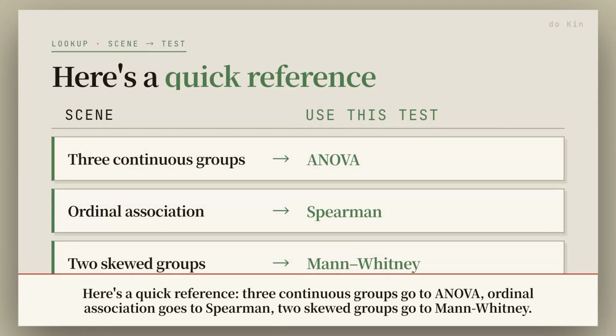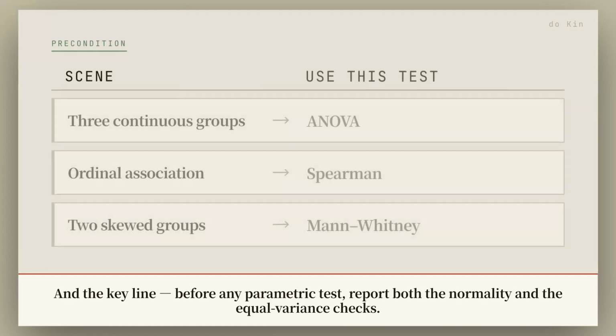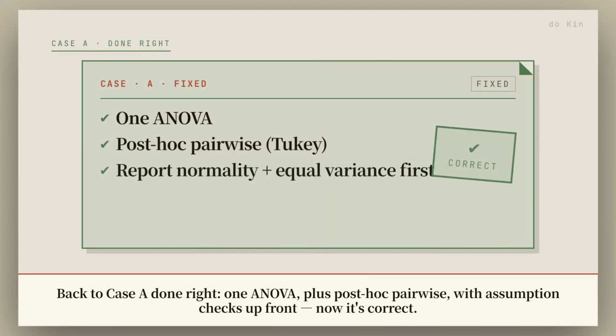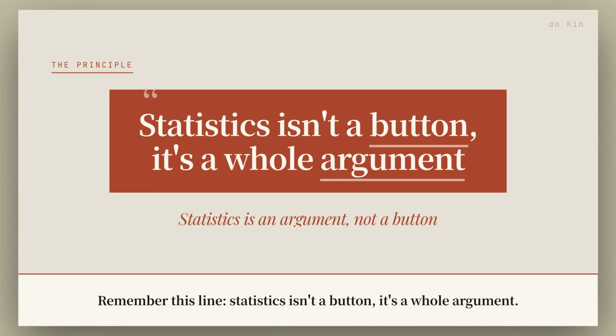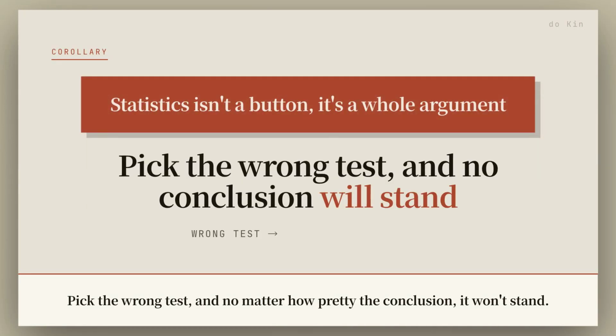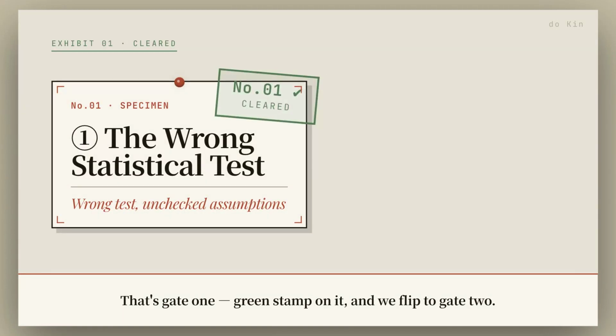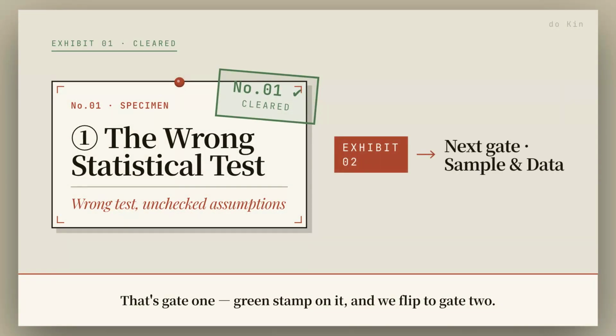Here's a quick reference. 3 continuous groups go to ANOVA. Ordinal association goes to Spearman. 2 skewed groups go to Mann-Whitney. And the key line, before any parametric test, report both the normality and the equal variance checks. Back to case A done right, 1 ANOVA plus post hoc pairwise with assumption checks up front. Now it's correct. Remember this line, statistics isn't a button, it's a whole argument. Pick the wrong test, and no matter how pretty the conclusion, it won't stand. That's gate 1, green stamp on it, and we flip to gate 2.